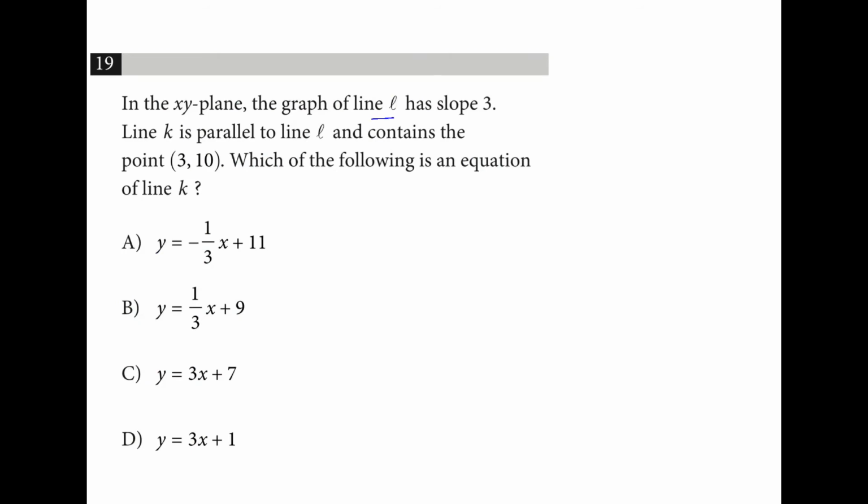They tell us line L has a slope of 3, and line K is parallel to that. Since it's parallel, the slope is going to be 3. So that rules out these two, because we got to see that 3 right there.